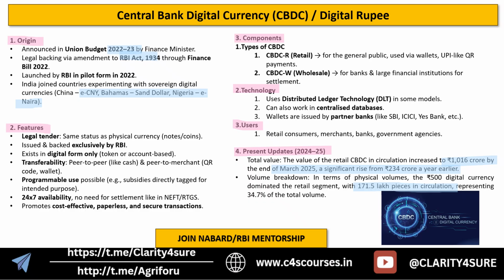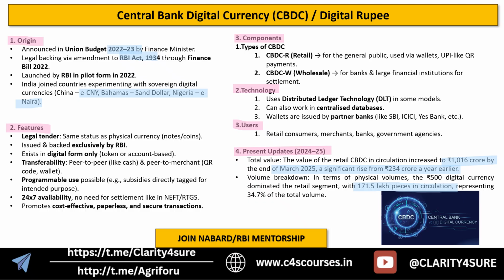Okay, and what are the features of this particular central bank digital currency? See, like a normal currency, it is also a legal tender, meaning it has the same status as physical currency, whether notes or coins. It is issued and backed exclusively by RBI. This is an important point. It exists only in digital form, token or account based, and it is transferable like cash, peer to peer or peer to merchant, etc. It is available 24/7.